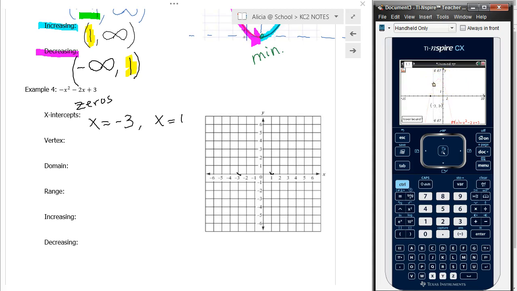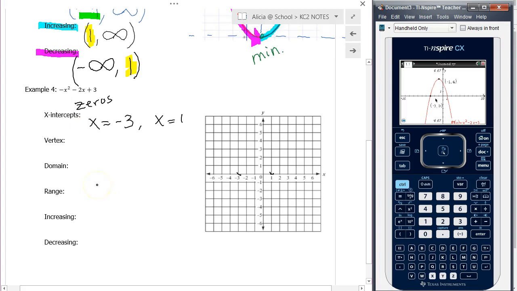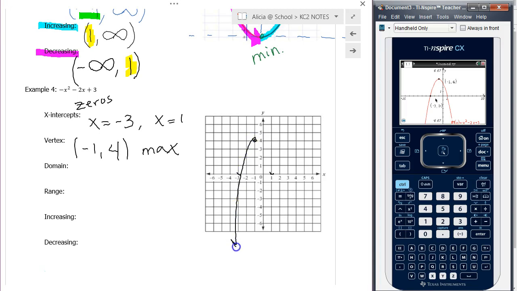So I just want it to be just left. Press Enter and scroll just right of it. And I can see there my vertex is at negative 1, 4. So I'm going to write that in. My vertex is negative 1, 4. It was a max. So negative 1, 4 right here. I know my graph is going to be decreasing somewhere like this, opening downward.